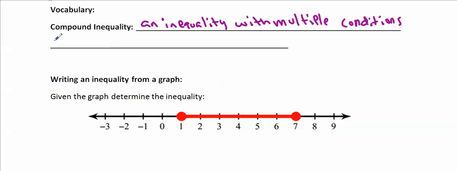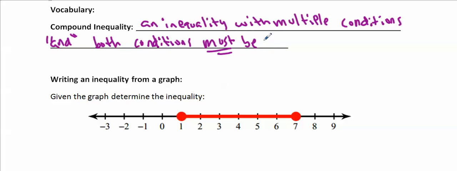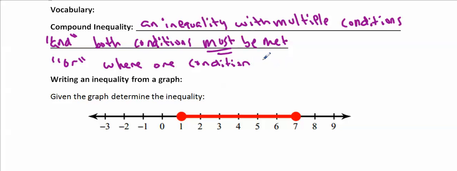Okay, I've got two specific types. I've got AND inequalities where both conditions are met. And they must be met, so both conditions must be met. And OR, where one condition must be met. Okay, and today we're going to specifically focus on the AND inequalities.